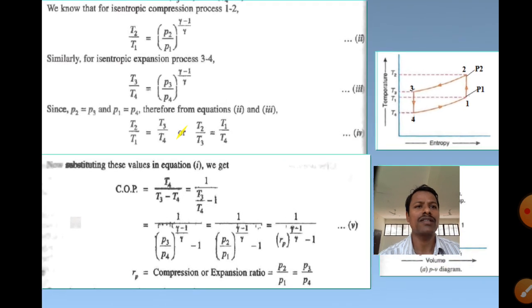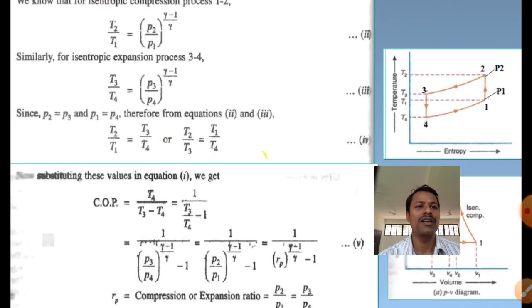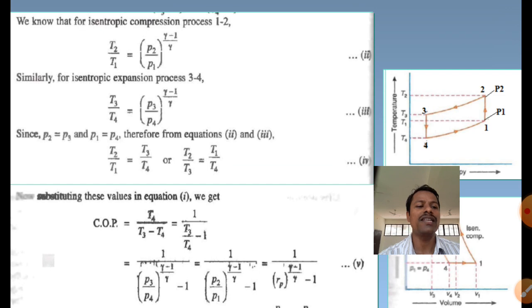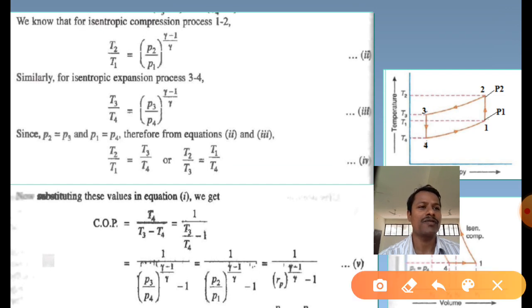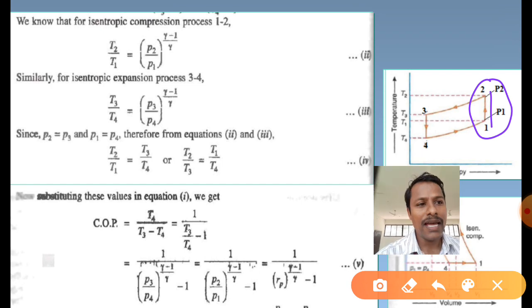For the processes, isentropic processes. So here the 1 to 2 process is an isentropic process. From the TS diagram we know it is an isentropic process. For this process I can apply the isentropic law, the law we had discussed in the gas power cycle, that is the Brayton cycle.